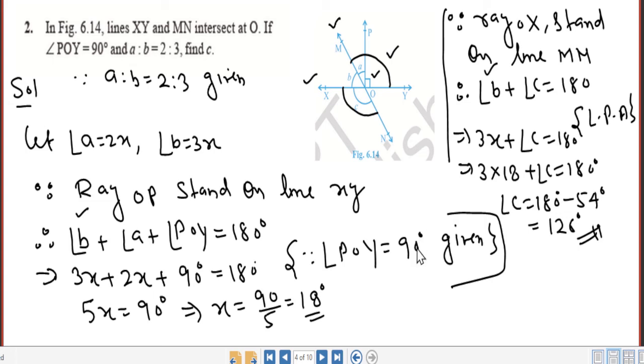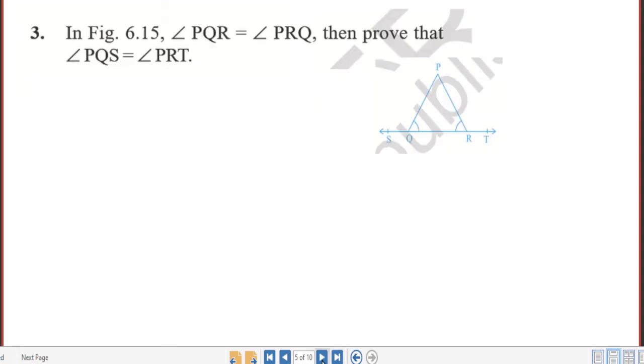So now, Sir, completed. Okay, now question number third. This is question number third of your NCERT. In the given figure 6.15, actually by pasting this one we have to save a lot of time. In figure 6.15, triangle PQR, we have to prove that angle PQR is equal to angle PRQ is a given. Actually this angle is equal to this angle is given. We have to prove that PQS is equal to PRT.